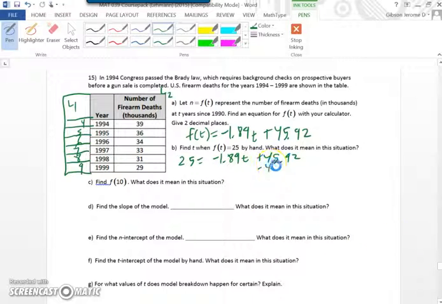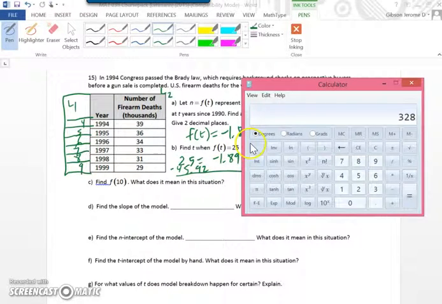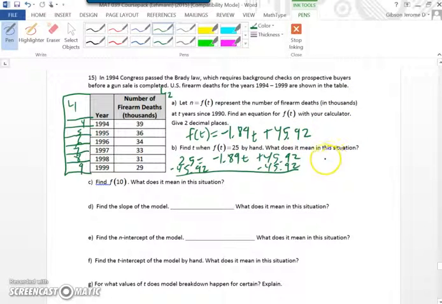So we will subtract 45.92 on both sides. Now we could put that in our calculator. We could have 25 minus 45.92, and that would give us negative 20.92. We could write that over here. Negative 20.92 is equal to negative 1.89 t. Now we'll divide each side by negative 1.89.